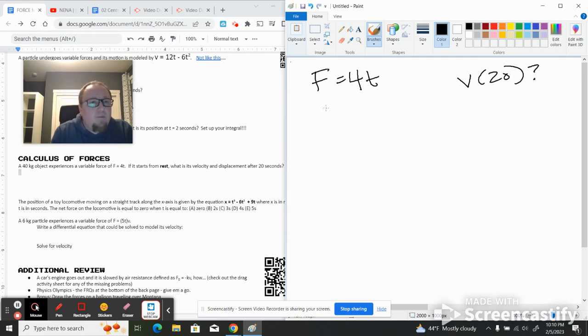Okay, so F equals ma. So I'm going to write it as ma equals 4t. So mass times acceleration is 4t. I got to stop writing the same thing again. I think I need to go to bed.